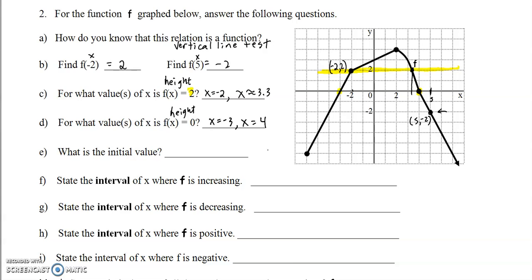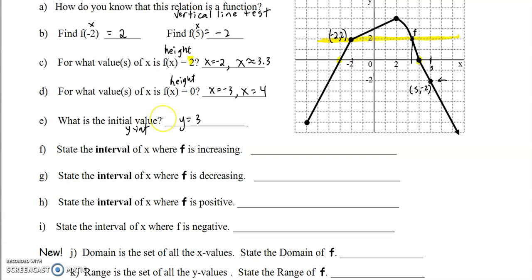And the initial value, as I said before, is the y-intercept. It refers to where it crosses the y-axis, which is equal to 3. Now I'm going to clean this up again and show you what I'm talking about, increasing and decreasing. I'm going to color the increasing in yellow.